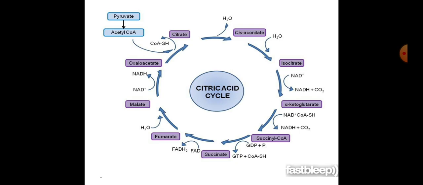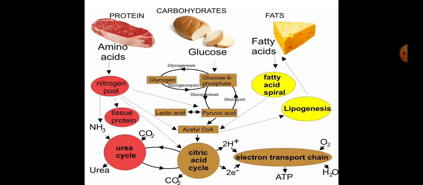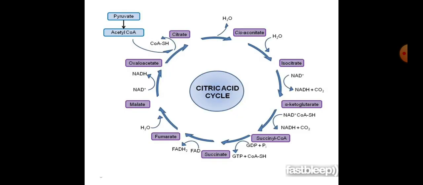After that, citrate gives you a 6 carbon compound. Here we remove CO2 and it becomes alpha ketoglutarate, a 5 carbon compound, then succinyl CoA. So how many carbon dioxide molecules are released? Just look at it.